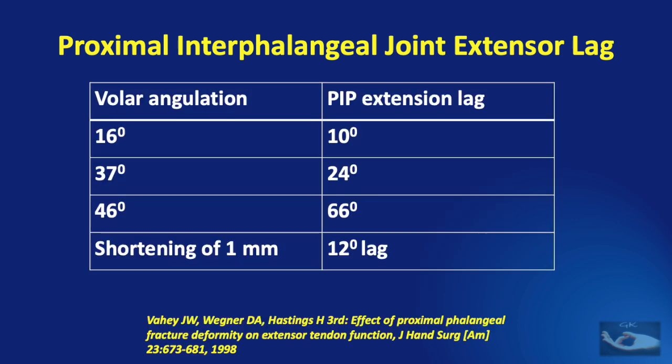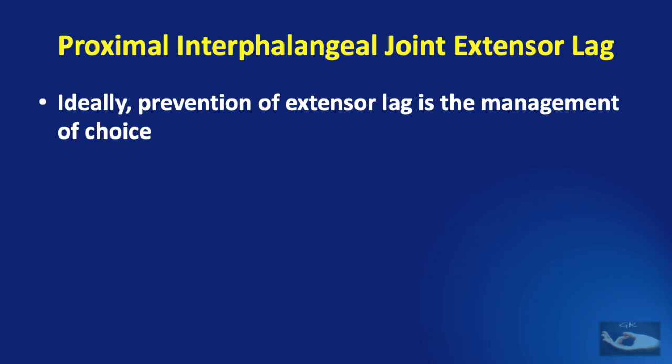A study has shown that volar angulation of 16, 37 and 46 degrees produces a PIP joint extension lag of 10, 24 and 66 degrees respectively, and a shortening of 1 millimeter of the bone produces a 12-degree extensor lag. Ideally, prevention of this extensor lag is the management of choice.